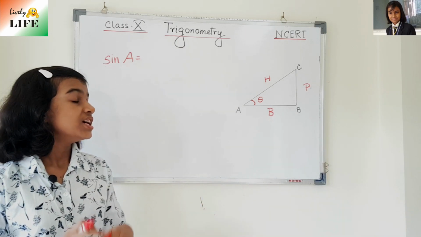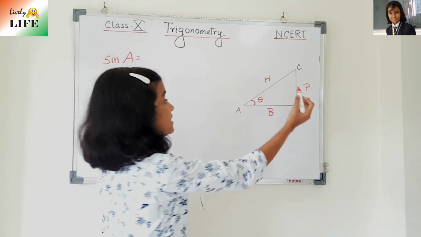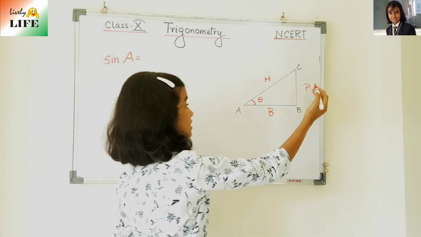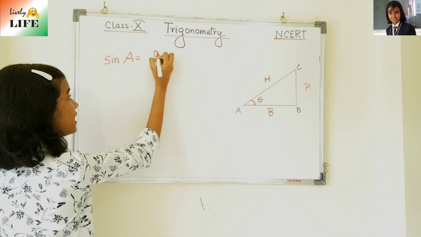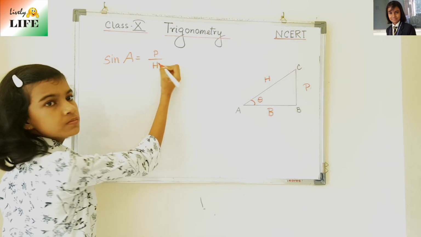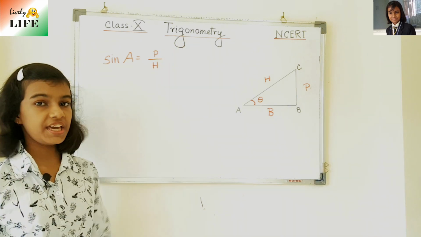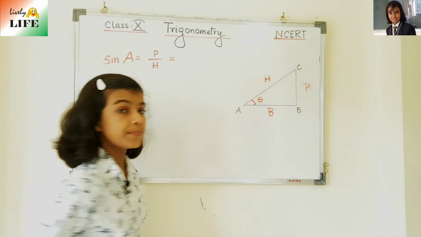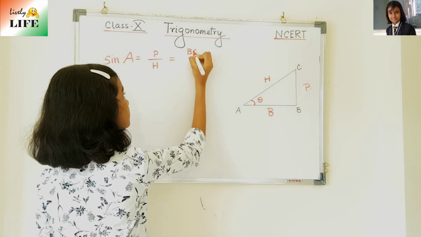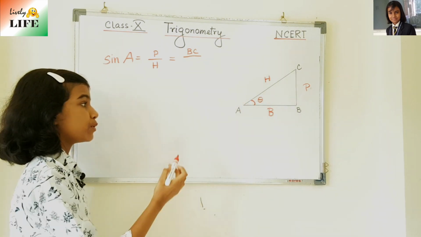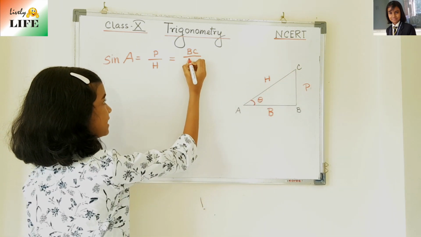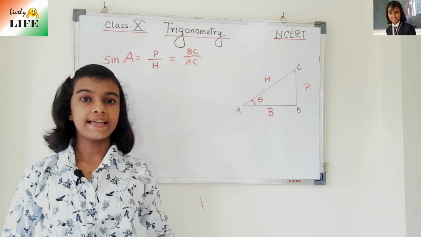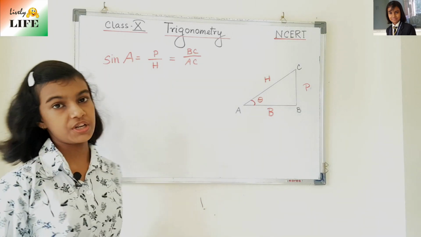So what is sine A? Sine A is the ratio of the perpendicular to the hypotenuse. It means it is P by H. What is P? We know P is BC, and the hypotenuse is AC. So BC by AC. So sine A is BC by AC. We have completed one trigonometric ratio.